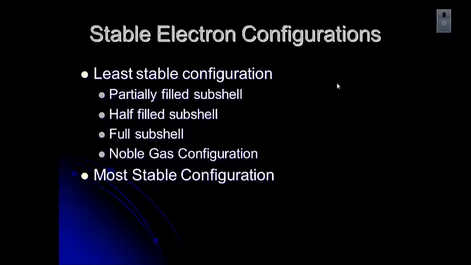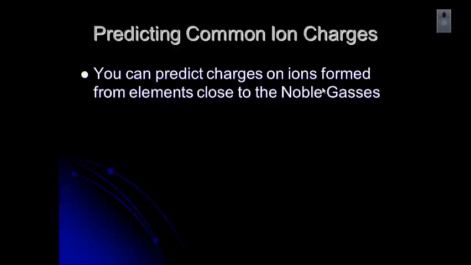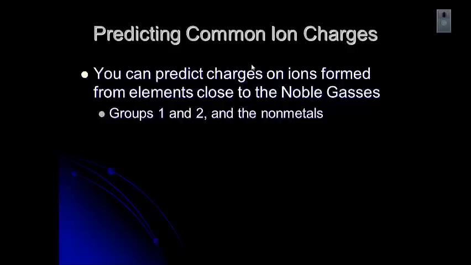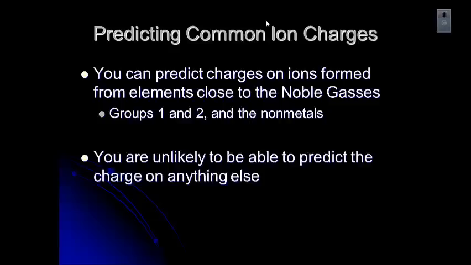So let's talk about which ones I'm going to expect you to know. You can predict charges on those ions that are formed from elements that are close to the noble gases. So groups 1 and 2 and all those nonmetals in groups 13 through 18. And you're not really likely to be able to predict any others. So I would be able to ask you about something like calcium, but I wouldn't ask you about something like chromium. Remember that I don't know that either until you know what it's in a formula with, and we'll get into that in a couple more units.